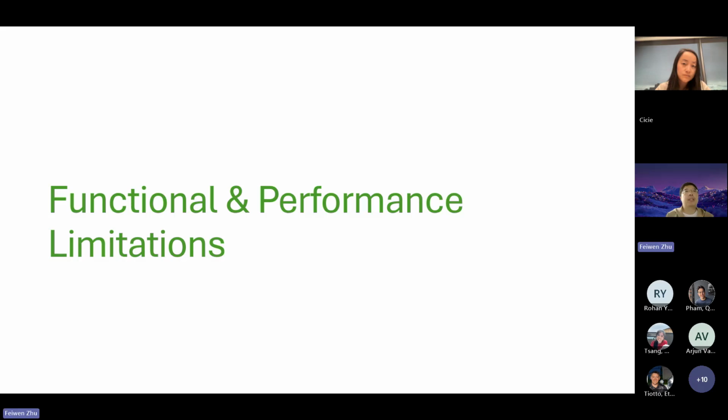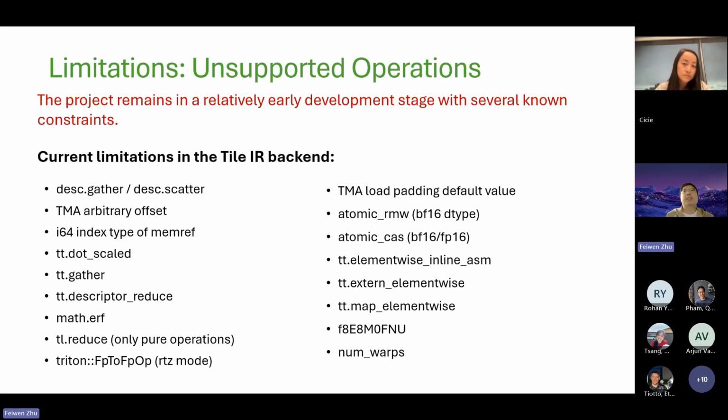Now functional and performance limitations. Because the project is still at a very early stage, there are a lot of known issues. For example, a lot of Triton ops are not compatible with the current Triton ops. For example, here is a list of the ops we don't support right now: the TMA gather and scatter, and dot scaled. We know that maybe the user experience is not very good at this early stage, but we have planned to support them in a future CUDA version.